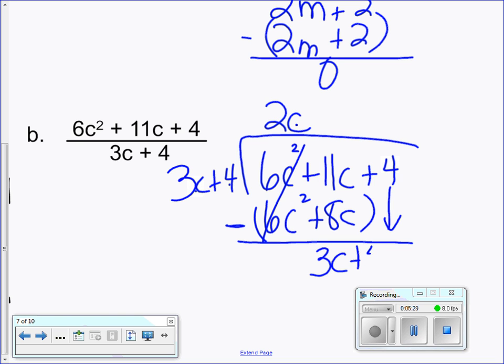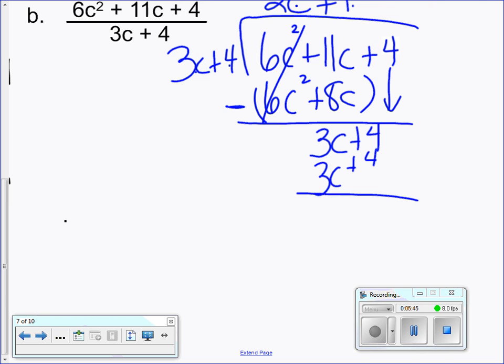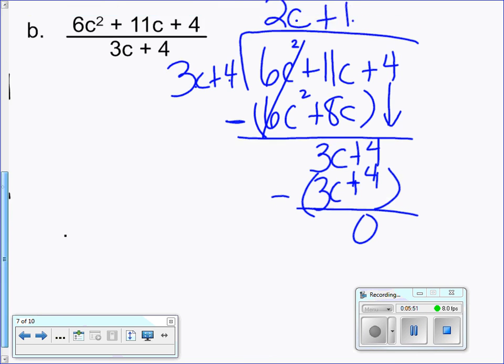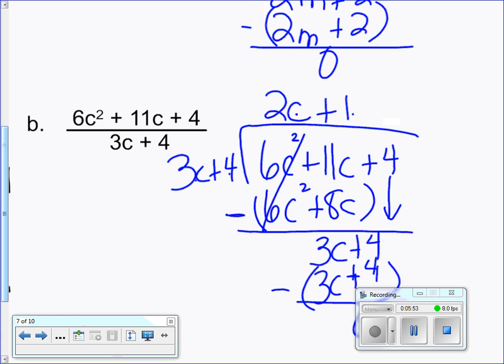Bring down the 4. 3c divided by 3c is 1. 1 times 3c is 3c, and 1 times 4 is 4. We subtract the whole thing and we get 0. So my answer is 2c plus 1.